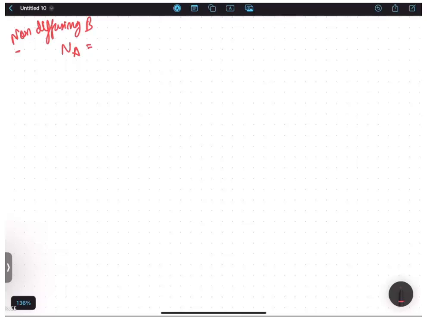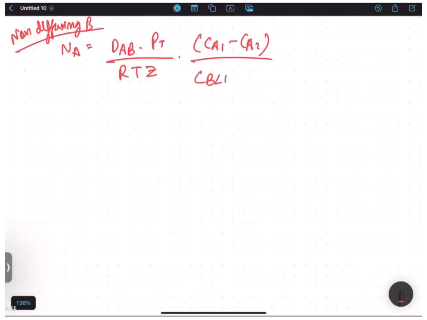For your non-diffusing B, you already know your general formula. That is your Na is equals to DAB into PT by RTZ and into Ca1 minus Ca2, divided by CBLM. This we have already seen yesterday. You already know this. And now you have defined that your Na will be equals to Kc into Ca1 minus Ca2.